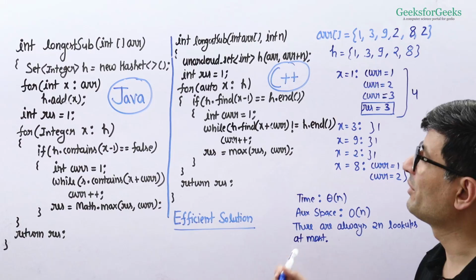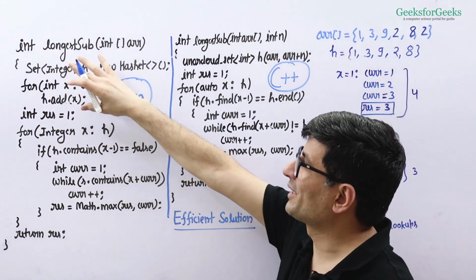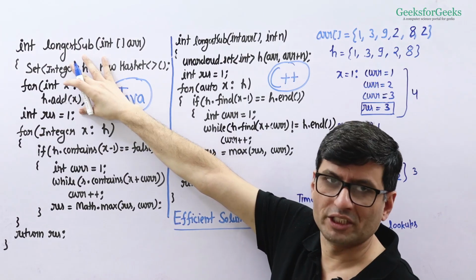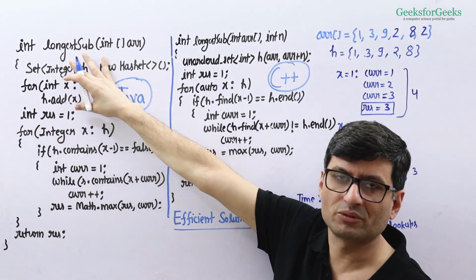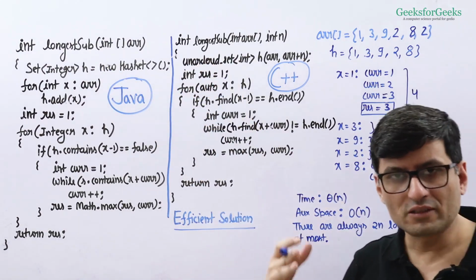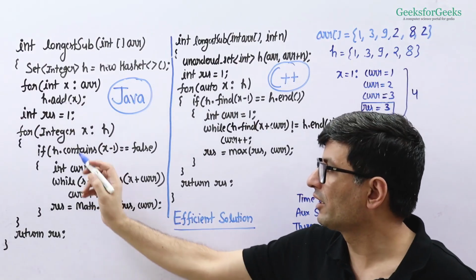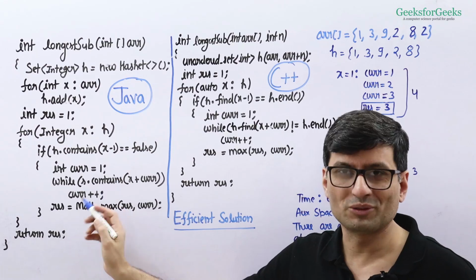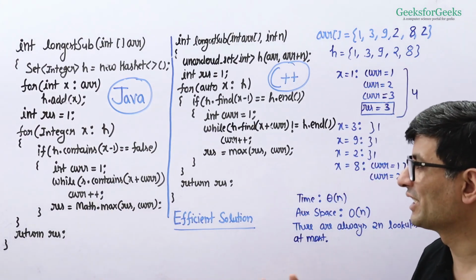If you take a look at the implementation, you can clearly observe that the first step is linear, right? We are doing theta n work because we are inserting every element into the hash table, and we are doing theta n work in this implementation also. After doing this linear work, we have a loop, and inside this loop we have another loop. So it looks like quadratic, right? But we are doing linear work.